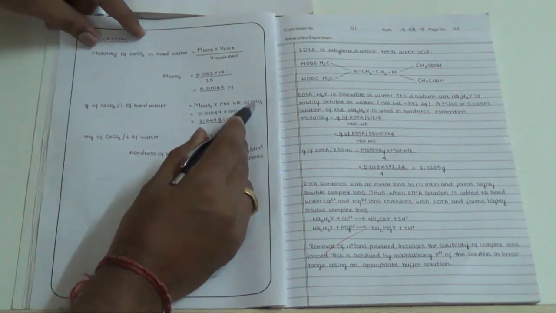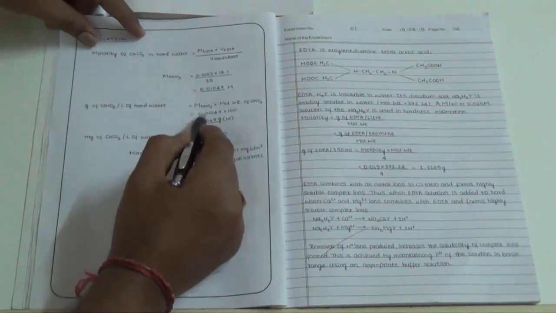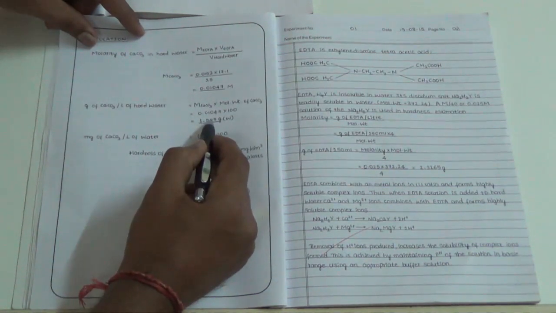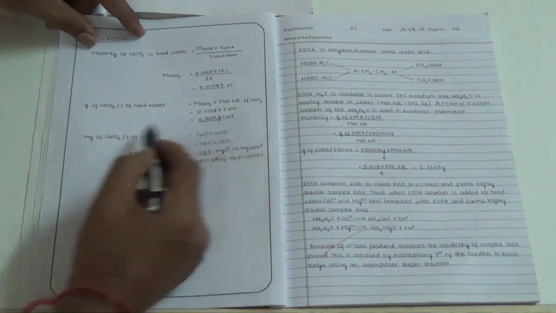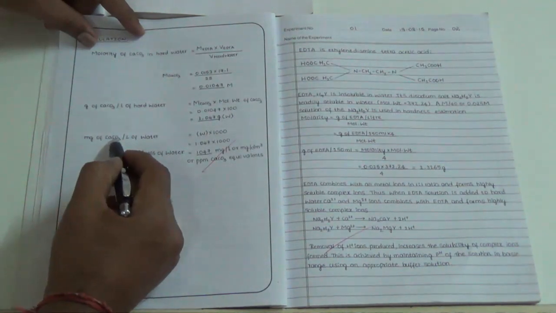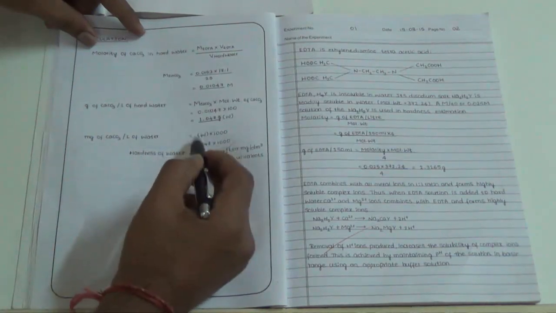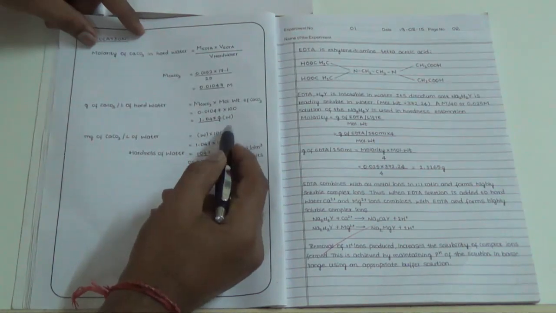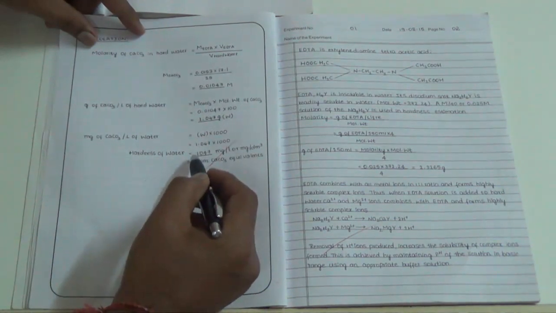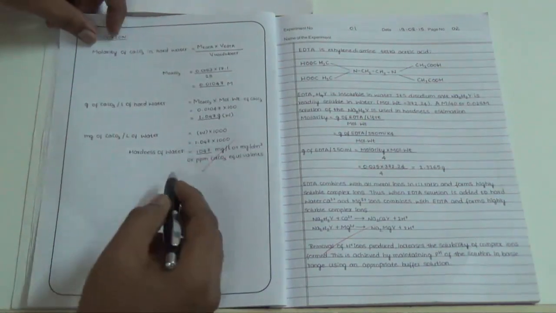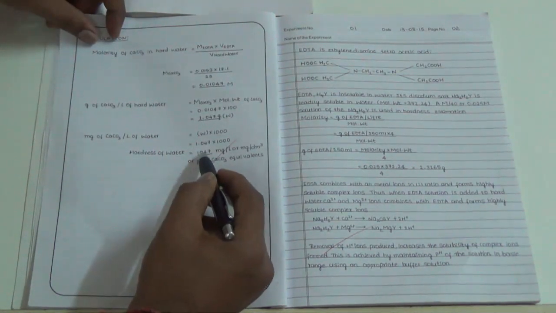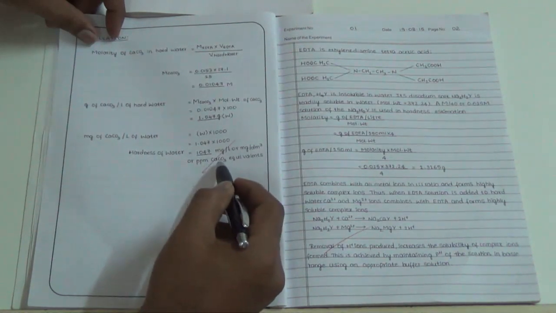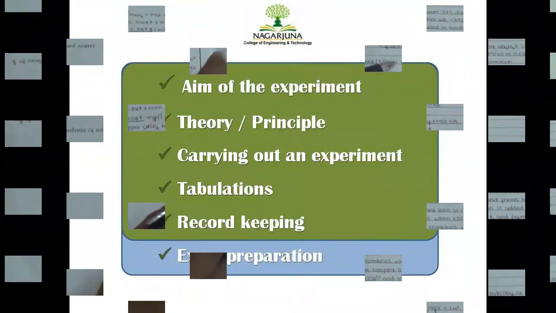Grams of calcium carbonate per liter of hard water can be calculated by using the molarity of calcium carbonate into the molecular weight of calcium carbonate. That is 0.01047 into 100, which gives 1.047 grams. Milligrams of calcium carbonate per liter of water, or ppm, can be calculated by multiplying the W by 1000. So it gives the hardness of water, the answer. That is, here we are going to get 1047 milligrams per liter, or mg per dm cube, or ppm of calcium carbonate equivalents.